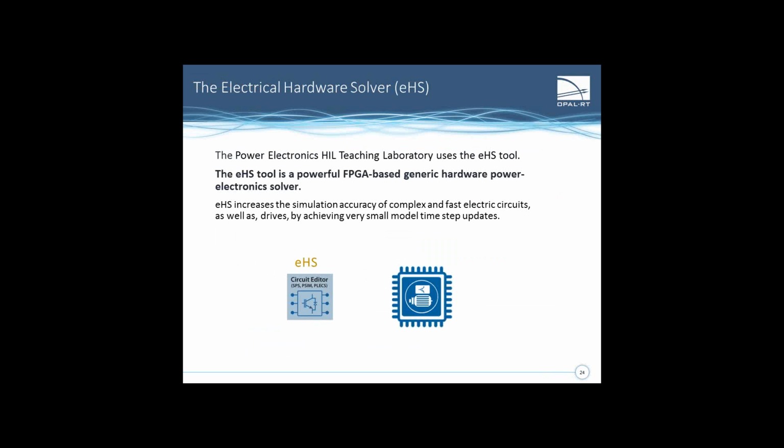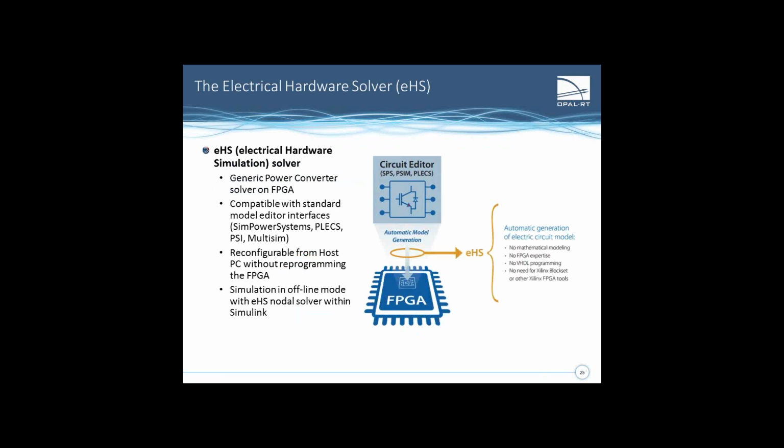So now that we've shown you the demos, I'll explain a bit more what the electrical hardware solver, or EHS solver, is. That is the FPGA-based solver used for all these demos. It's running in the Zynq chip of the CompactRIO. We use an FPGA-based solver so that we can have a very short loop time, in order to be able to handle very fast switching frequencies. So this is why we are using the EHS solver. Actually, it's an amazing tool because it's very easy to use.